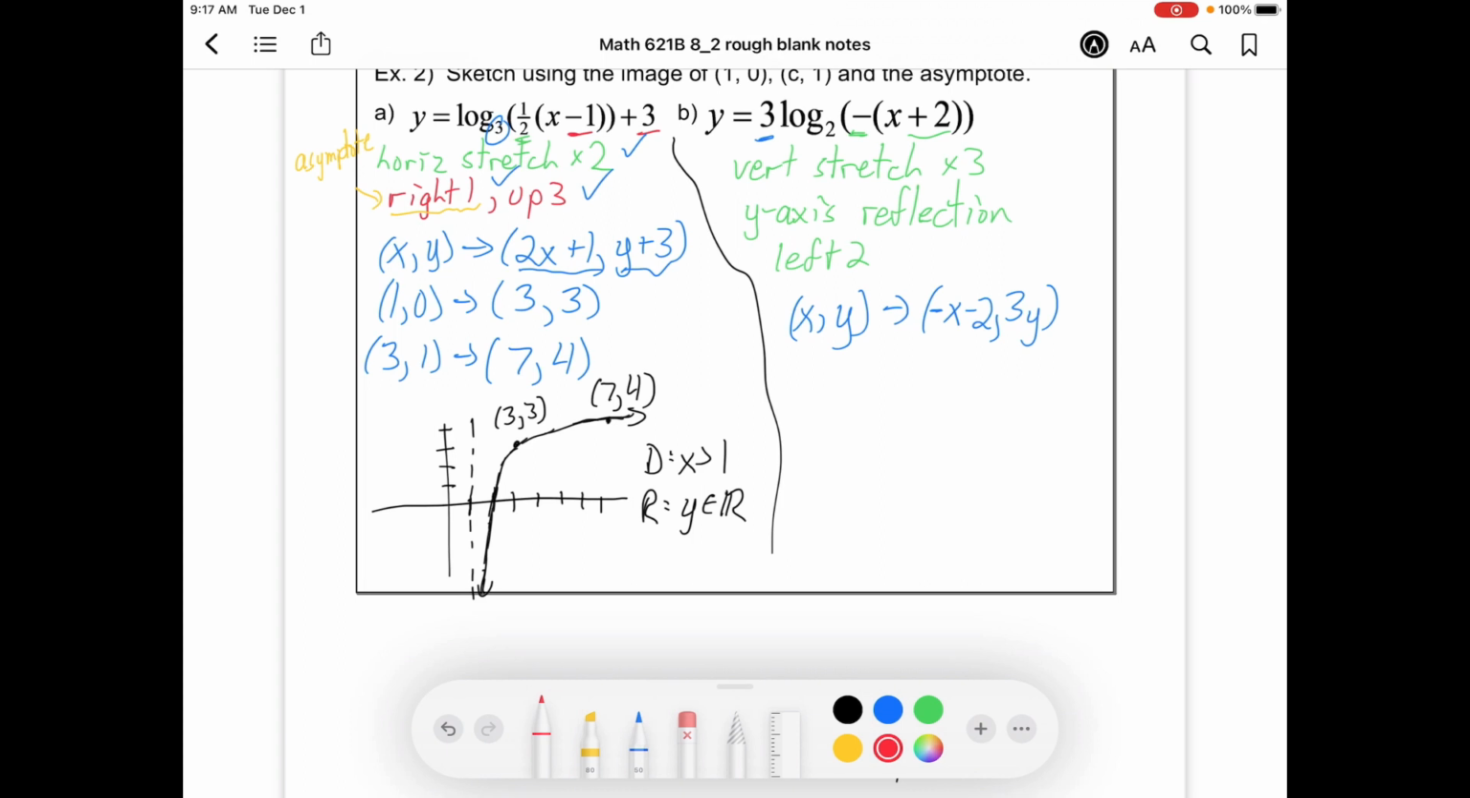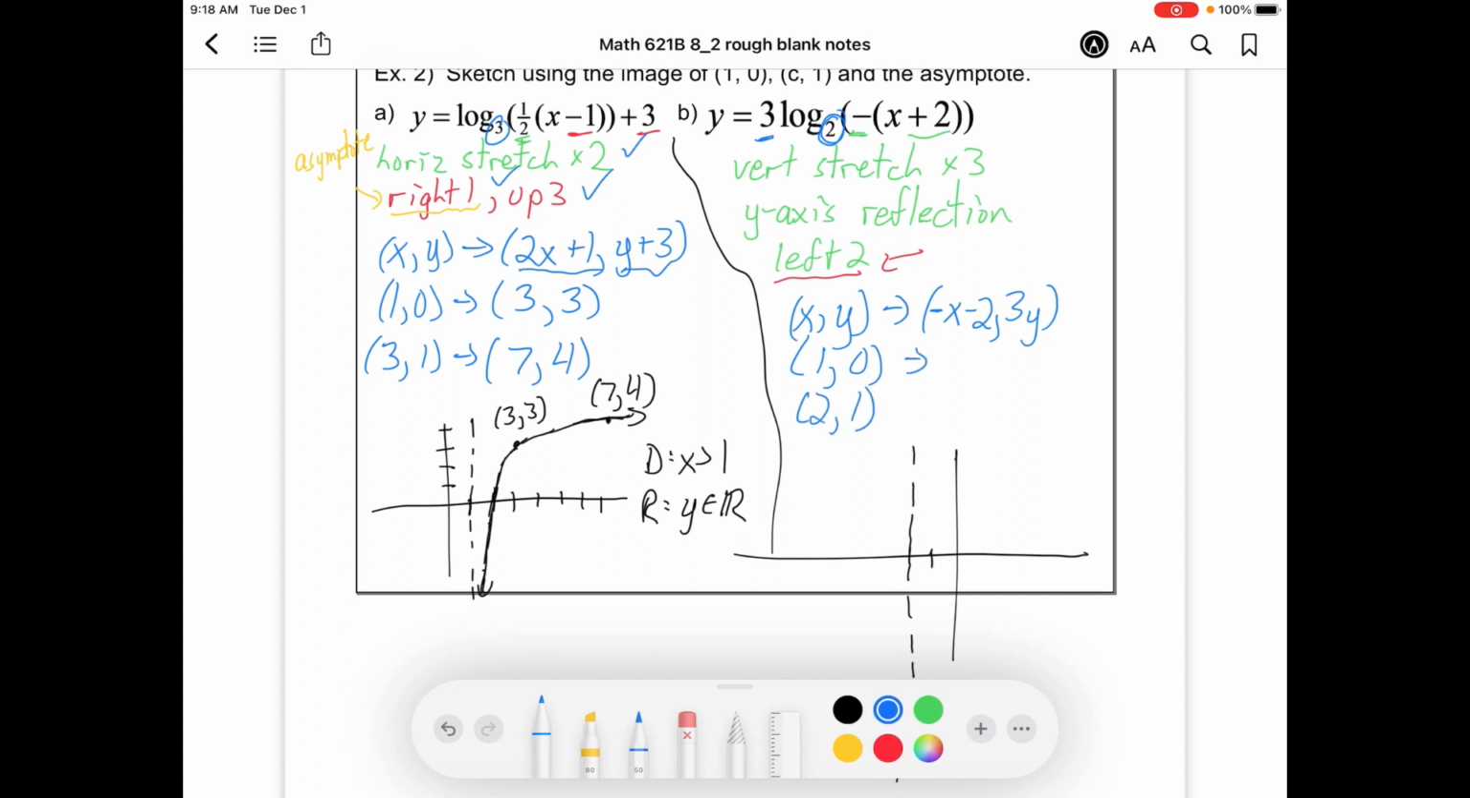Just so I don't miss it, I would probably start by actually graphing that asymptote, which is given by this horizontal movement. So let me make a little grid here. It's gone left 2. Great. There's my asymptote. That's what everything is going to kind of hook around. And now I just need to find out what's going on with the point 1, 0 and C, 1, where C is the base. So C is 2 in this case, so the base is 2.